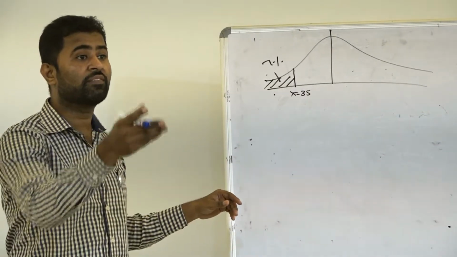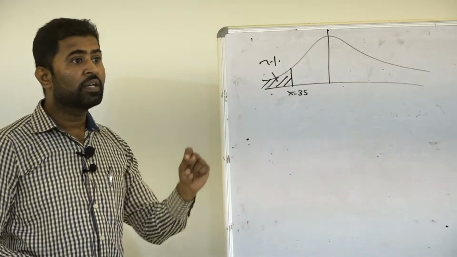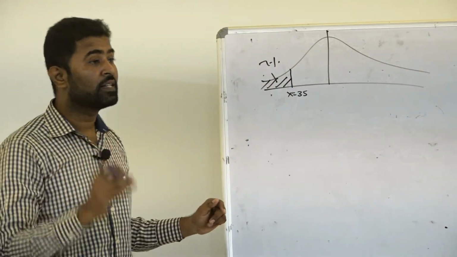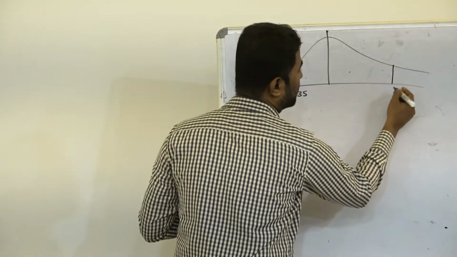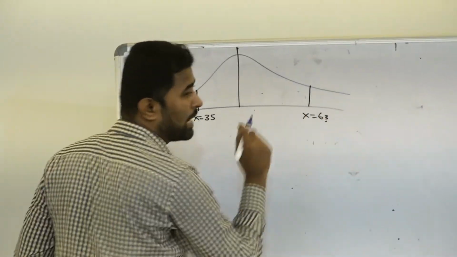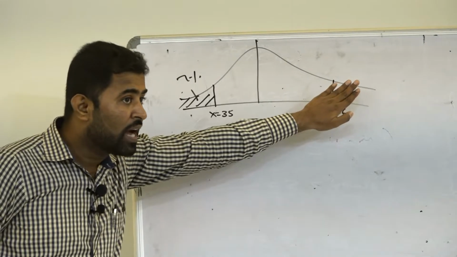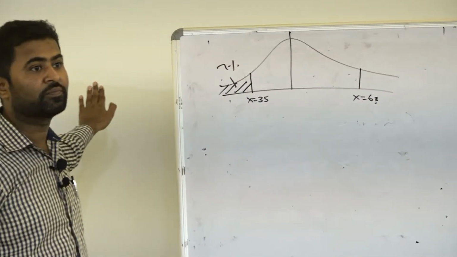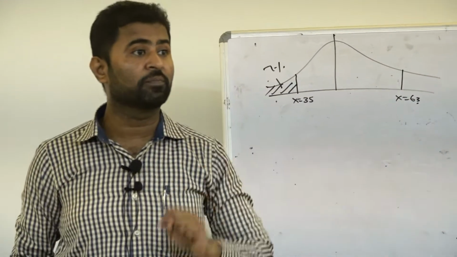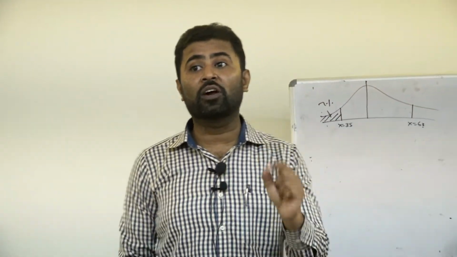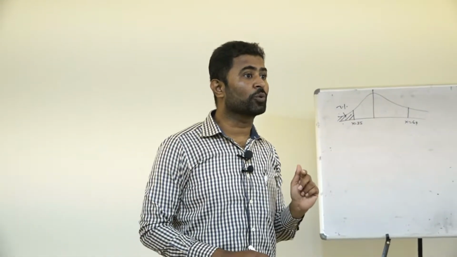Then what is the next one we have? 89% are under 63. Okay, 89% will be up to here. So now look at this. 89% under 63. Under means again I have to shade this one completely. But see that there is an overlapping. Overlapping will not give you a correct answer. So what you have to do is take over.